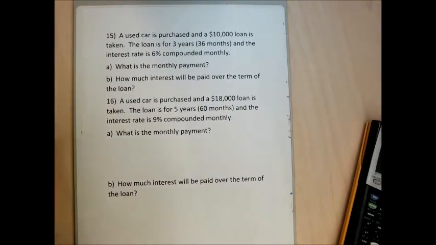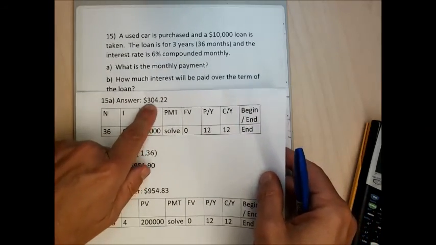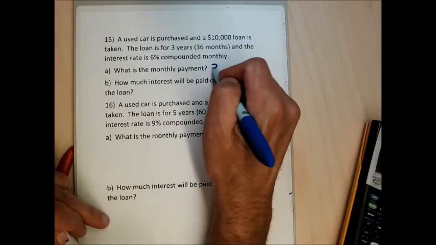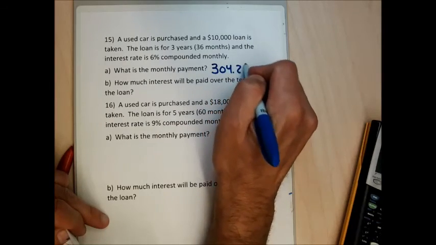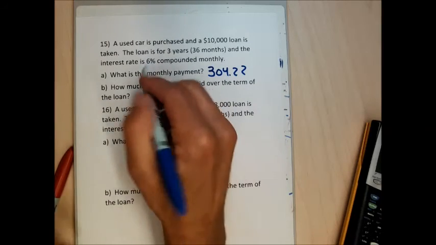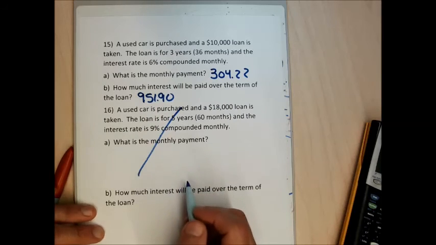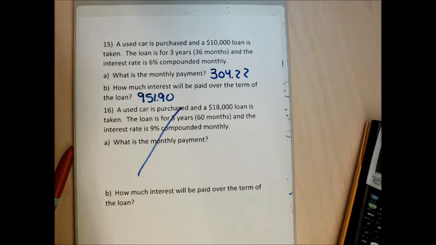So why don't you give 15 a go, assuming I have the right answers here, because I have the wrong answer for 13 that I'm not going to show you real quickly here. When you do 15 for part A, you're expecting $304.22. And for part B, you're expecting $951.90. So I won't do number 16. I'll walk through 17 with you.